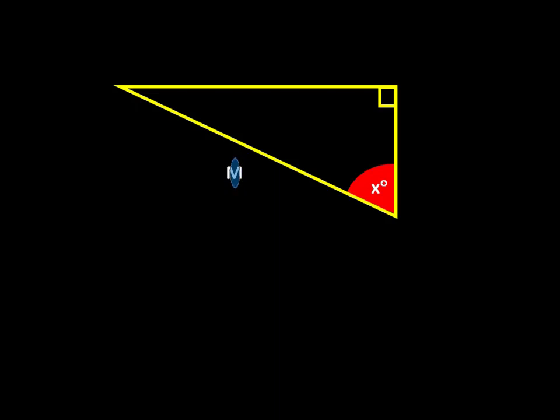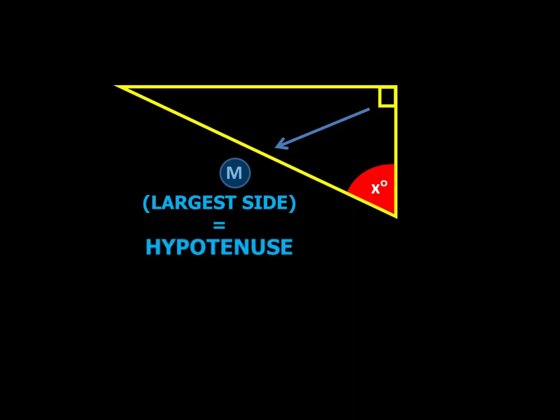The side we want is opposite to the largest angle, so it's the largest side, and the largest side is called the hypotenuse. The answer is hypotenuse.